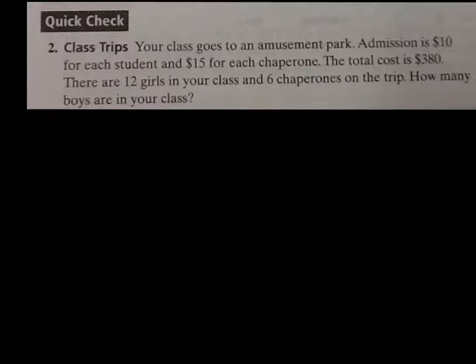This goes to an amusement park. Admission is $10 for each student and $15 for each chaperone, and the total cost is $380. There are 12 girls. There are 6 chaperones. How many boys are there? Okay, so it's $10 per student, and I know I have 12 girls. So 12 times 10 is where I'm going to start.